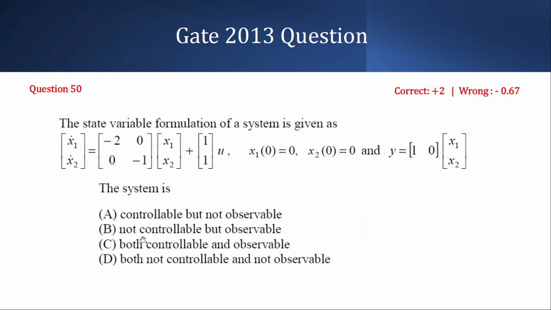Four options have been given to you: controllable but not observable, not controllable but observable, both controllable and observable, and both not controllable and not observable. From these four options, you need to choose the right option.